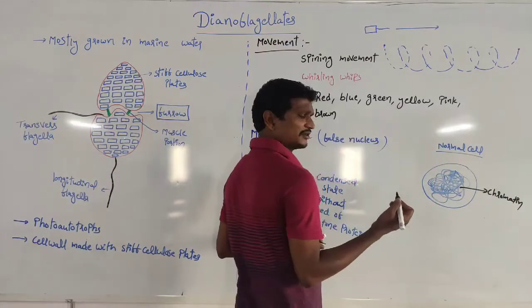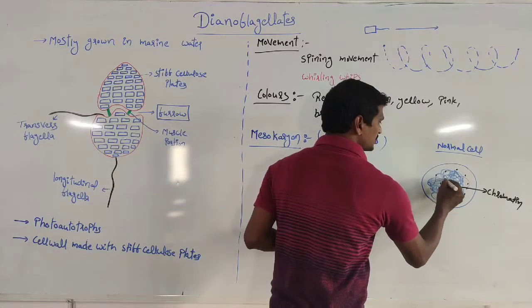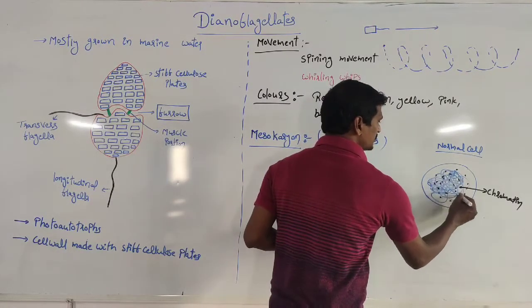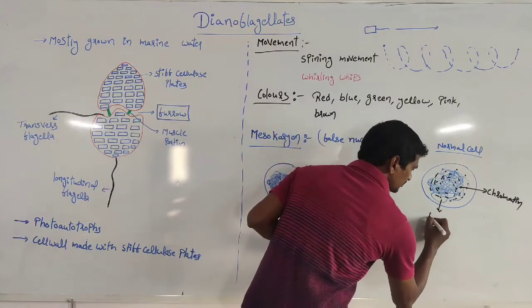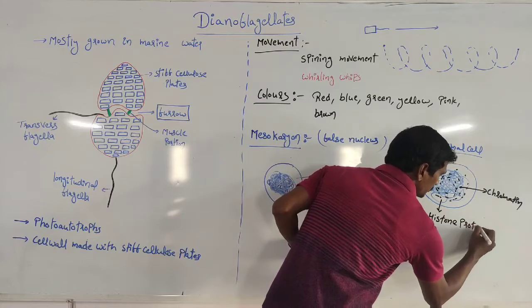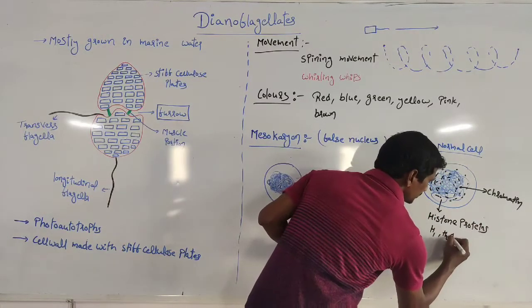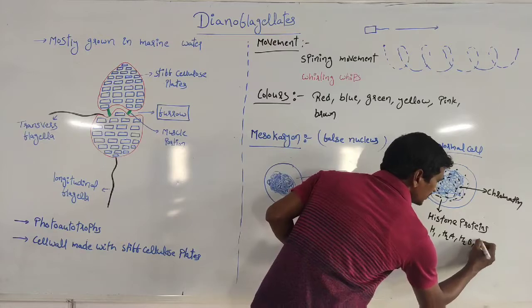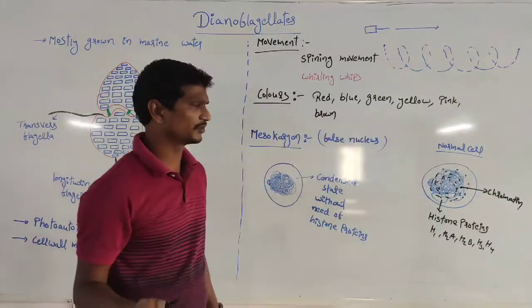During the cell division process, the chromatin interacts with histone proteins. Many histone proteins are there: H1, H2A, H2B, H3 and H4. These are the types of histone proteins.